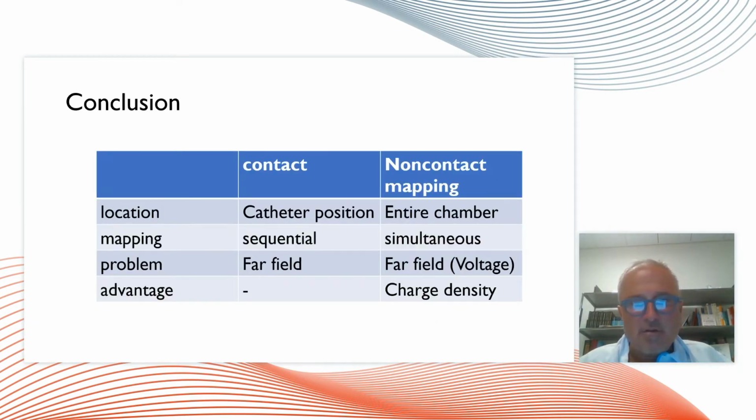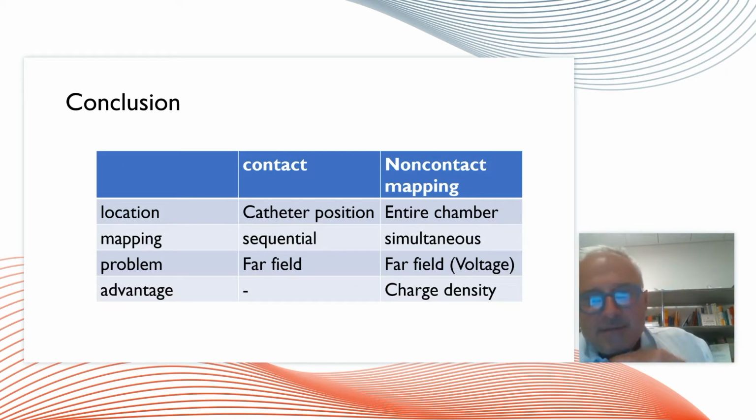So in conclusion, you have contact mapping, where you have the information only on the catheter position. Contact mapping does not give you any information on other points where the catheter is not positioned. Whereas in non-contact mapping, you have the entire heart chamber, which is mapped simultaneously.